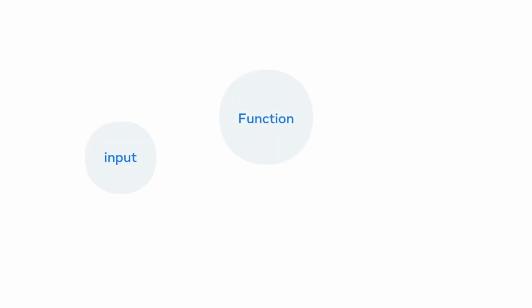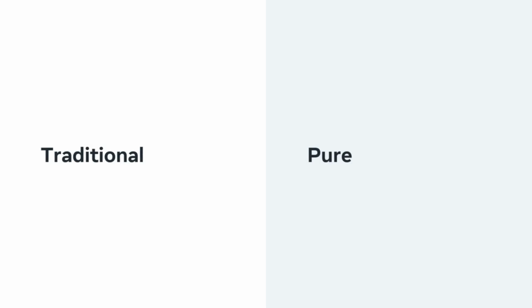Let's start by exploring the role of a function. Functions take some input, process it, and then produce some output. There are two types of functions, traditional and pure. Pure functions will always do the same thing and return the same result, no matter how many times they are called. There are several differences between traditional and pure, so let's list them.